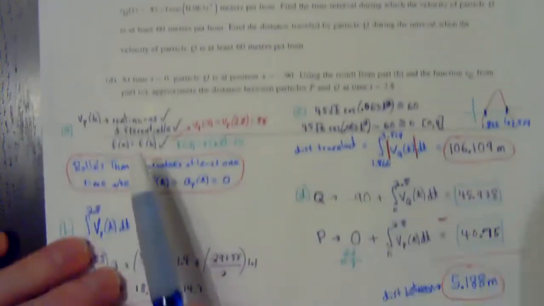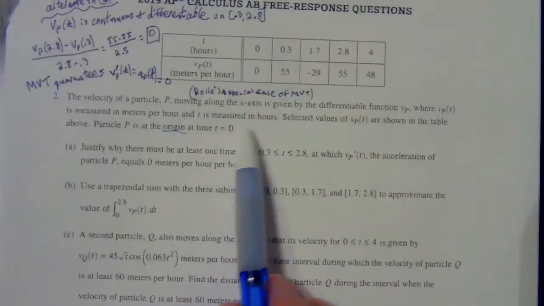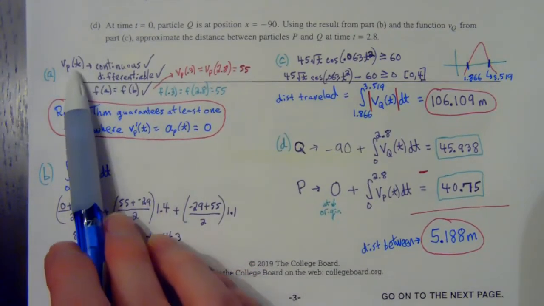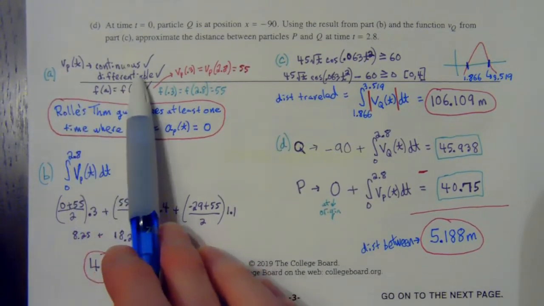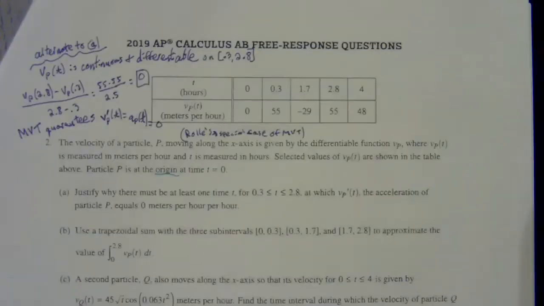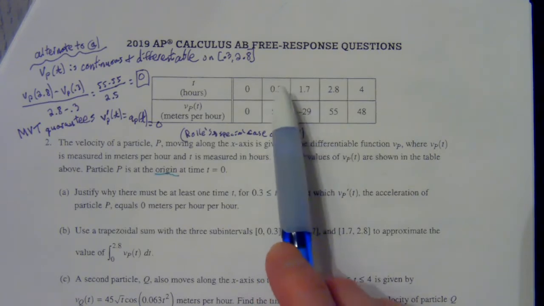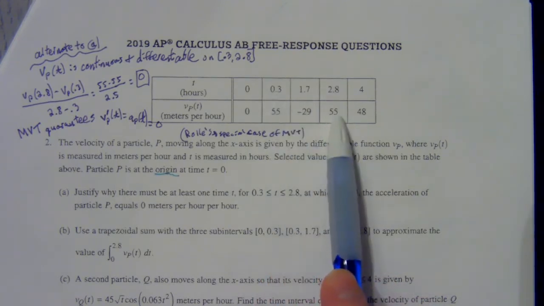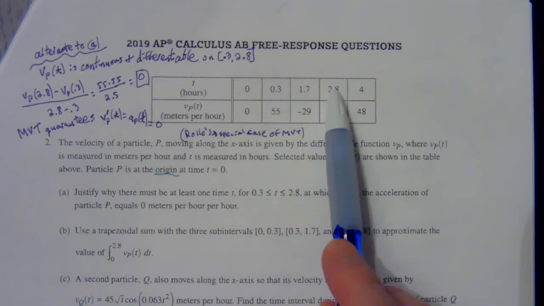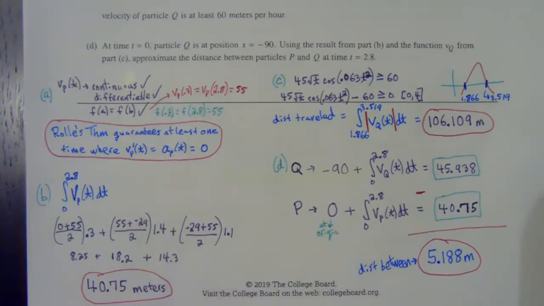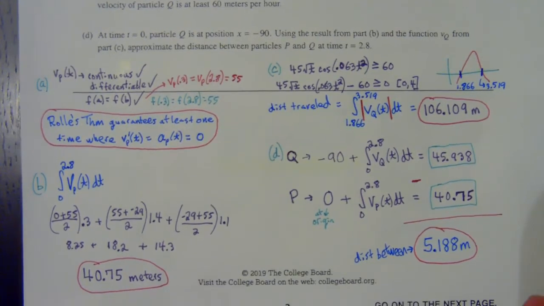Now, what I mentioned was, hey, it told us it was differentiable. And if something's differentiable, it's automatically continuous. So I put that velocity of particle P as continuous and differentiable. And I got the f of A equals f of B requirement satisfied because there I have two y values that are the same. F of 0.3 is 55, F of 2.8 is 55. And so those are the three stipulations from your blue packet that satisfies that Rolle's theorem right there.